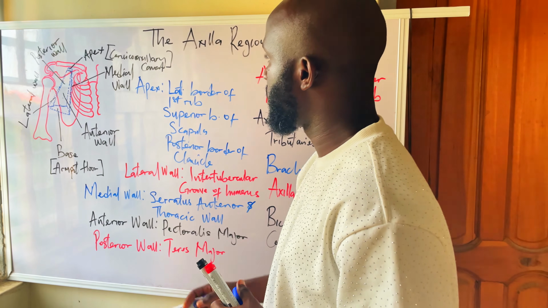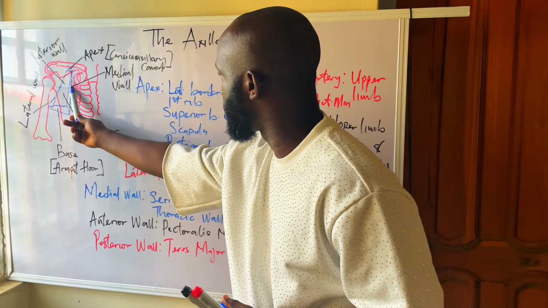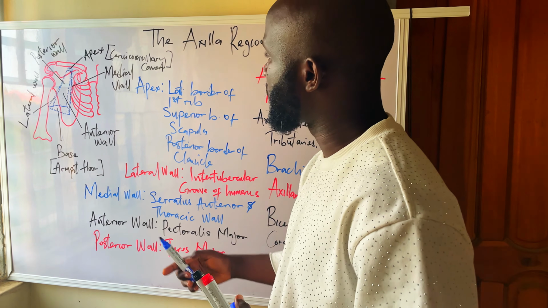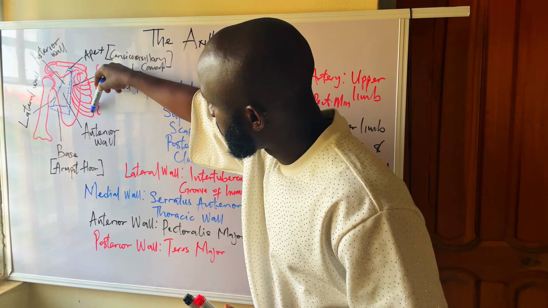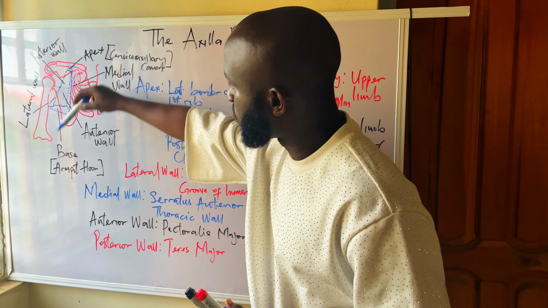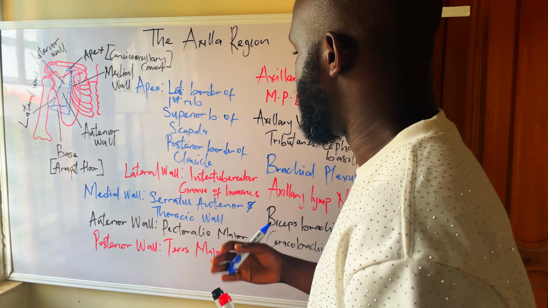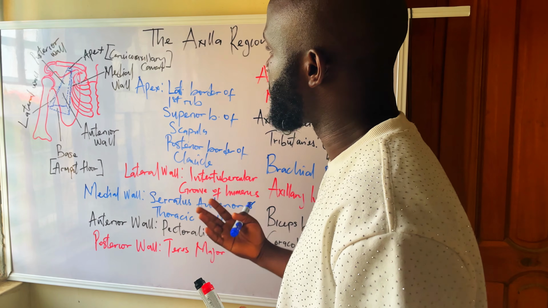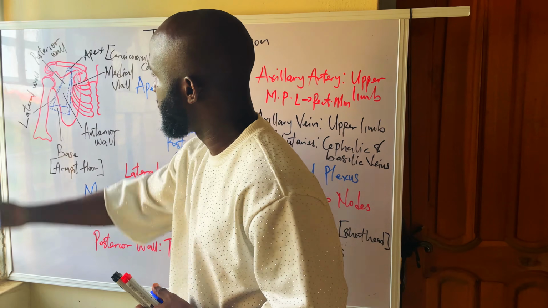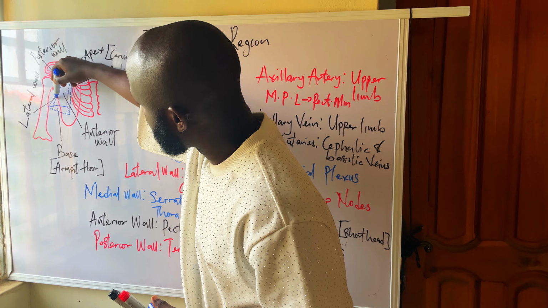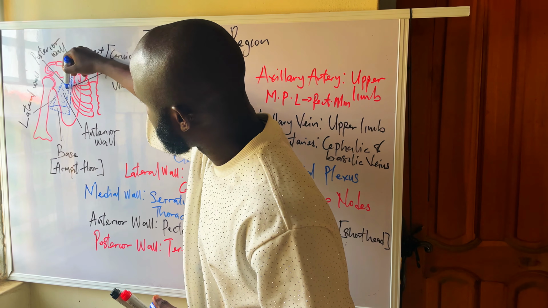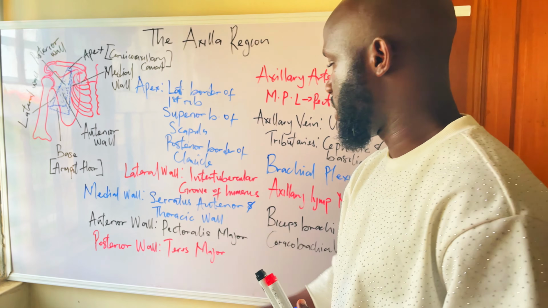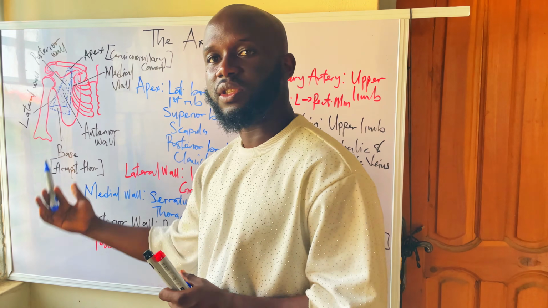Then the medial wall, for reference purposes, is formed by the serratus anterior and the thoracic wall. So here is the thoracic wall. It also forms the medial wall of the axilla. Then the anterior wall is formed by the pectoralis major muscle. So anteriorly, if you want to, you can highlight diagrams here, it's formed by the pectoralis major muscle. Then posteriorly, we have the teres major. So posteriorly is formed by the teres major.